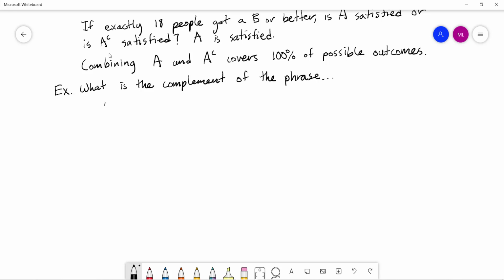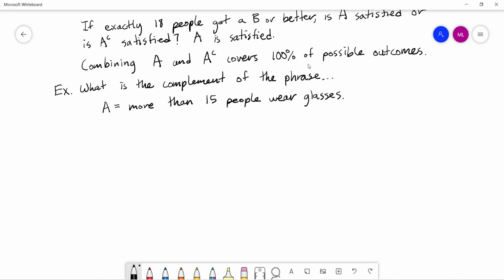So I'm going to say the phrase: event A is that more than 15 people wear glasses. Maybe it's the place I work. I work somewhere and I'm doing a survey about how many people wear glasses. Event A is that more than 15 people wear glasses.